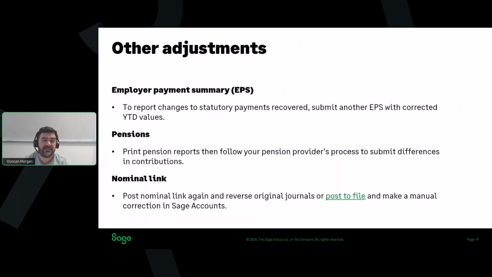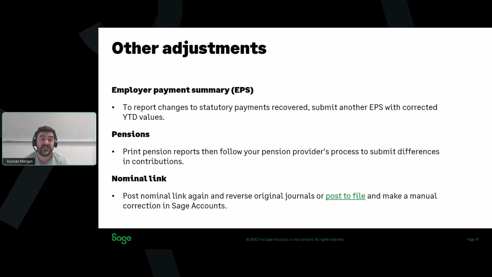And then a few other points that you may need to adjust. So if a correction has resulted in a change to a statutory payment recovery amount, such as SMP or SPP, if you've already sent the EPS, you would simply submit another EPS, which will report the corrected year-to-date values.